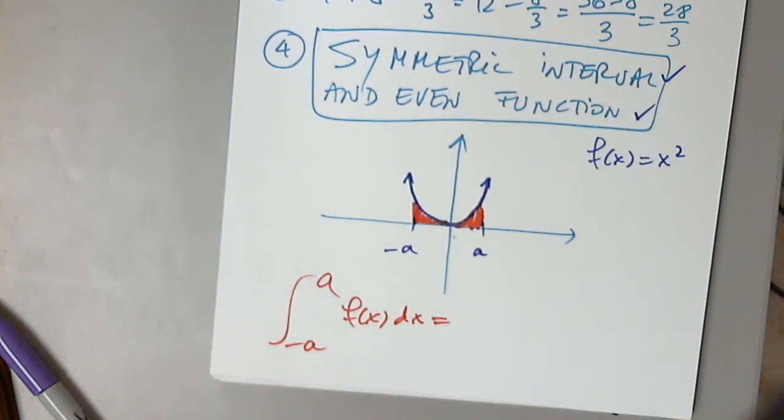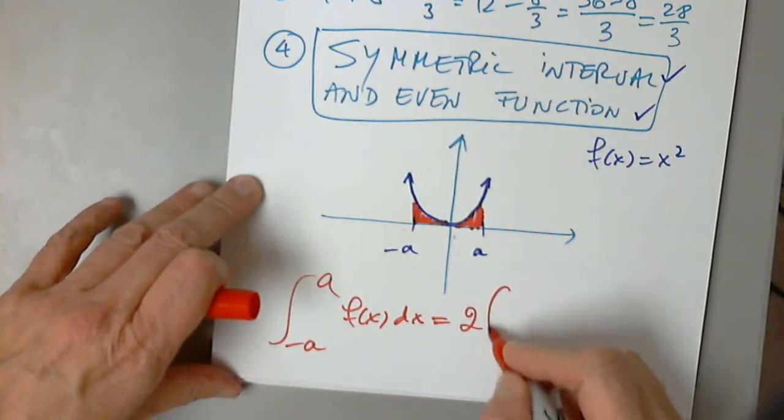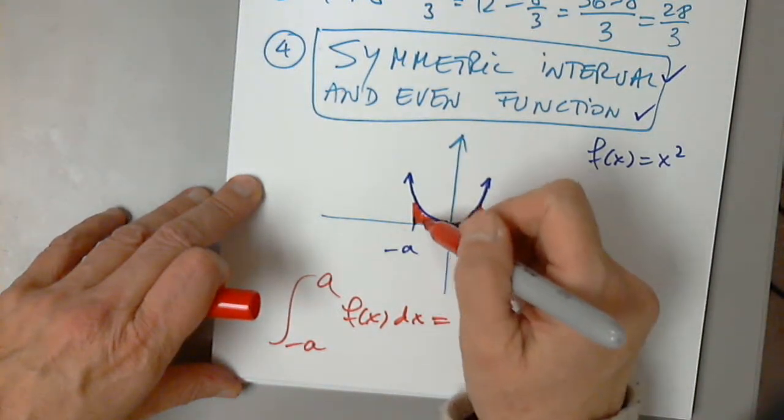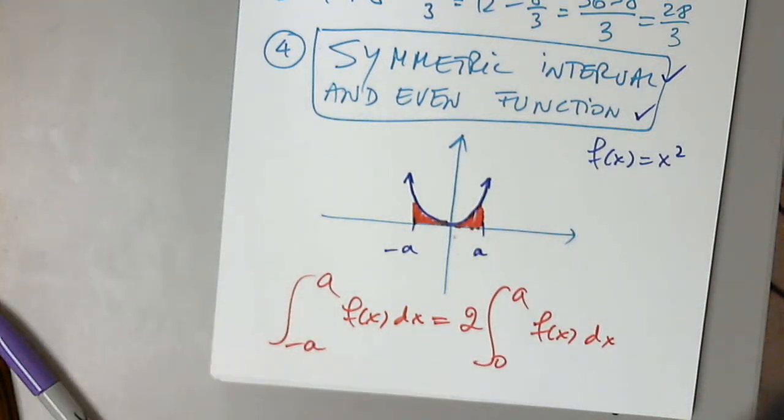Is there any way I could simplify the integral? 2 times the integral from 0 to a. Very good. So 2 times the integral from 0 to a of f of x dx, because these two pieces are identical. Because the function is symmetric, I'm sorry, it's even, and the interval is symmetric.